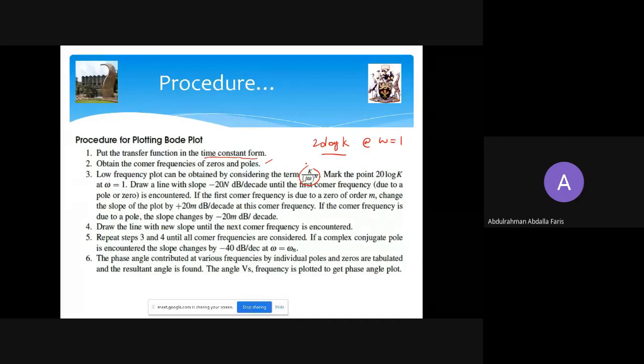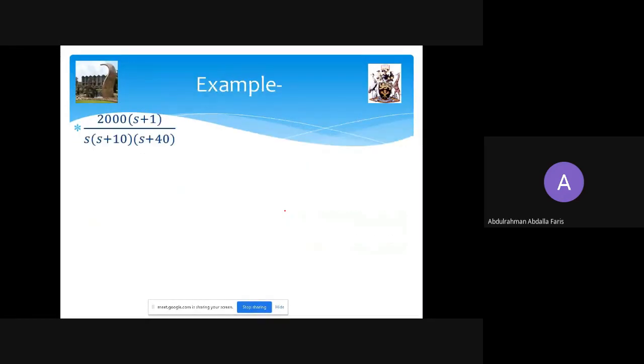And then draw a line with this slope. If it's a pole it's a minus, and if it's a zero it's a plus, until you get into the first corner frequency. And then from there you add them and repeat the process. I'll show you how to calculate the phase later.